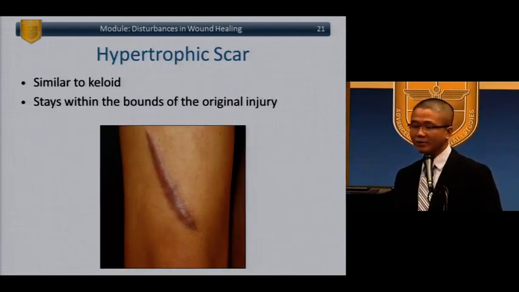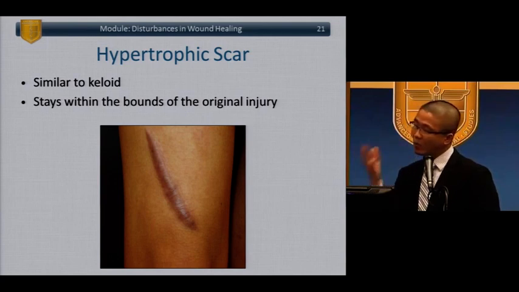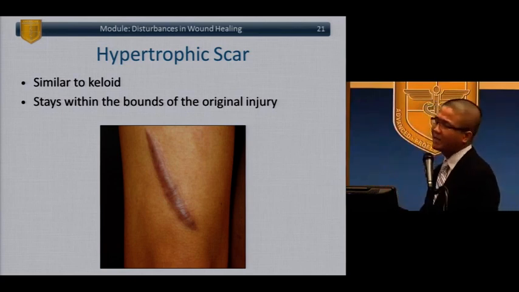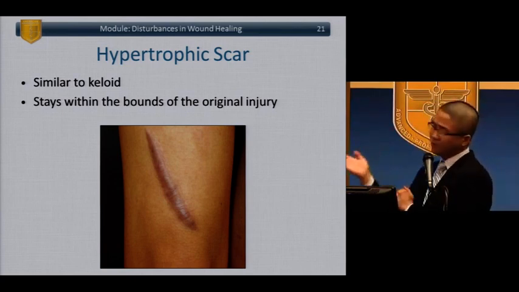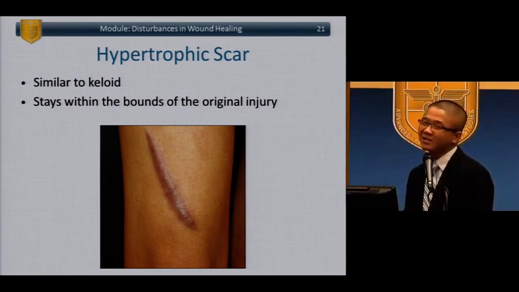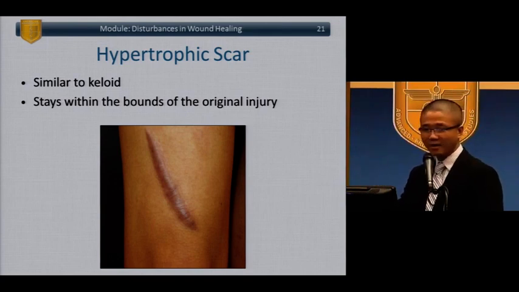So here we are, hypertrophic scar. It's similar to a keloid in that there is more substrate deposited in an unorganized manner than is expected, but the thing about hypertrophic scars is that they stay within the bounds of the original incision. So what does it look like? It just looks like a really beefy incision. It looks like a really beefy scar, right?